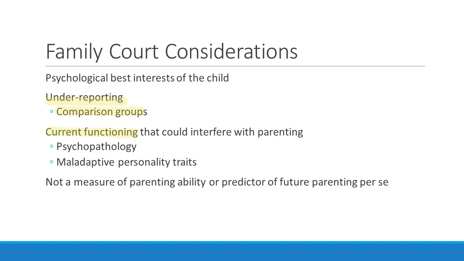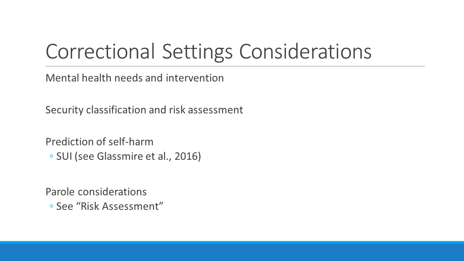But it's very important to keep in mind that the MMPI-2-RF is not a measure of parental ability. It's not a predictor of future parenting. There have been no studies to suggest this, so it needs to be used for what it is, which is the assessment of psychopathology and maladaptive personality traits.